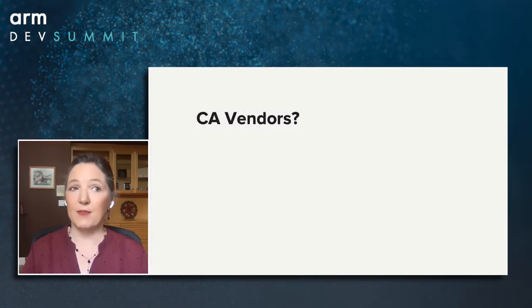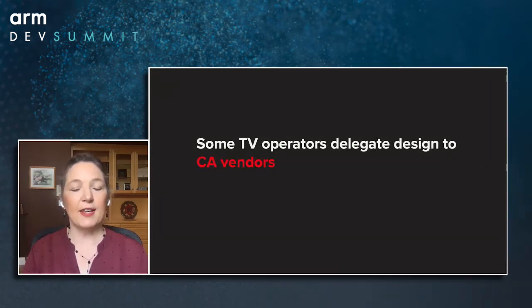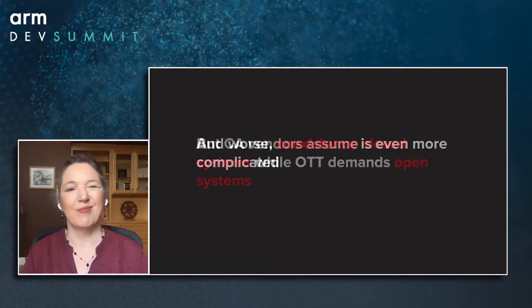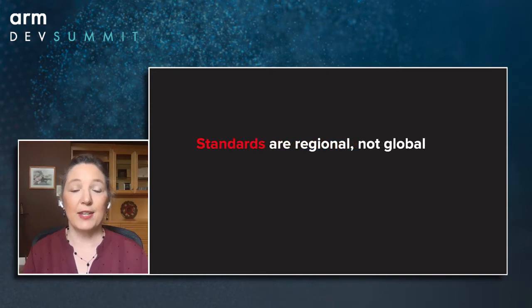And also, the TV operator space is significantly complex. So then we can think about the CA vendors. They've been doing this for a long time. A lot of TV operators already delegate design to CA vendors, so why not them? Well, unfortunately, linear systems aren't really suitable for the OTT use case. CA vendors assume closed systems, while OTT really demands open ones. And even worse, coexistence between linear and OTT is even more complicated. There are standards, but they're regional, not global. And we need global solutions to both meet the demands of our consumers and to scale our efforts.